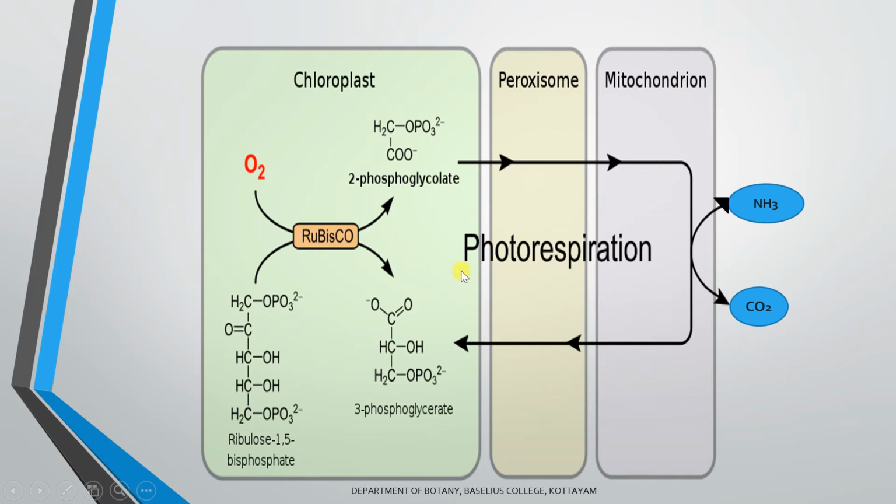So from this picture it is clear the C2 cycle is not a separate cycle from the C3 cycle, but an added cycle to the C3 cycle. So the C3 cycle is also operating here, but it is sidelined. The C2 cycle is also operating, or added to the C3 cycle. Because of this process, the efficiency of the C3 cycle is reducing. Okay, the exact process I will explain later.